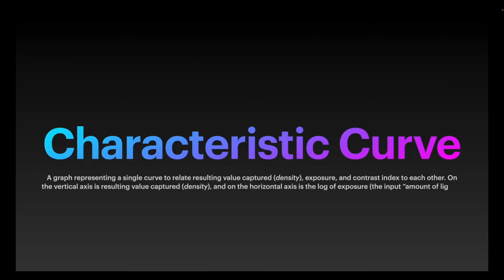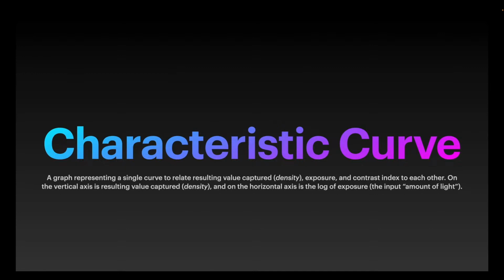So it's not just the sensitometric curve. The sensitometric curve is going to pay a lot of attention to color and every stage of color at different amounts of light. Here, the characteristic curve is just one curve, a graph representing a single curve to relate the resulting value capture, so the density, this is coming from the film negative, the density, exposure, and contrast index to each other. So we are going to see how the film negative behaves, okay?